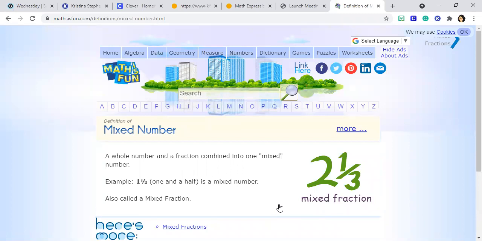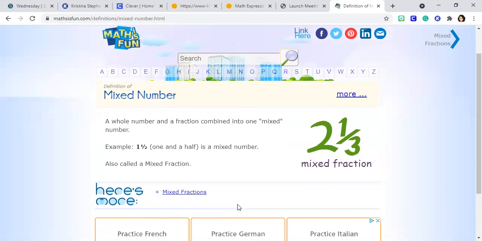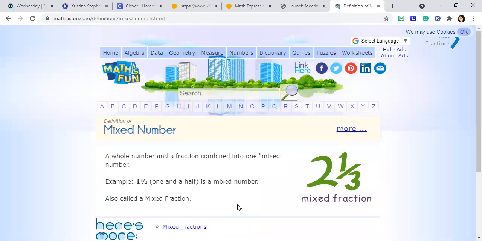So a mixed number is when you have a whole number and a fraction combined into one mixed number. So for example, 2 1/3, 1 1/2. You guys notice how I'm using that word and here? That's something that if you've been in my classroom, I've told you not to use the word and when you're saying a number. Well, today's the day that that changes. 1 1/2, 2 1/3 are examples of mixed numbers. A whole number and a fraction combined into one number.